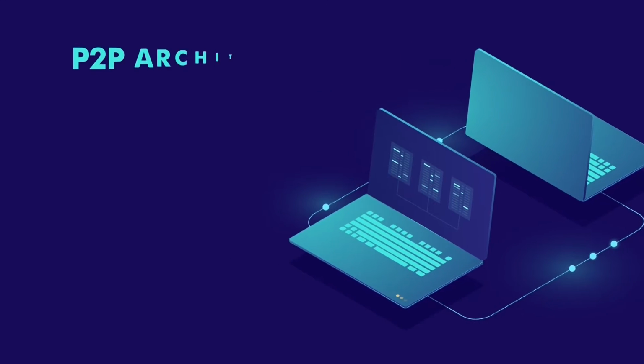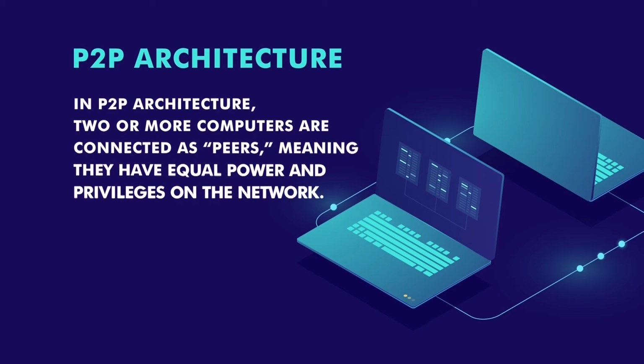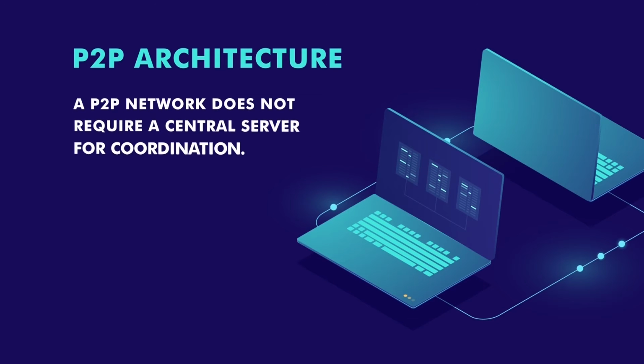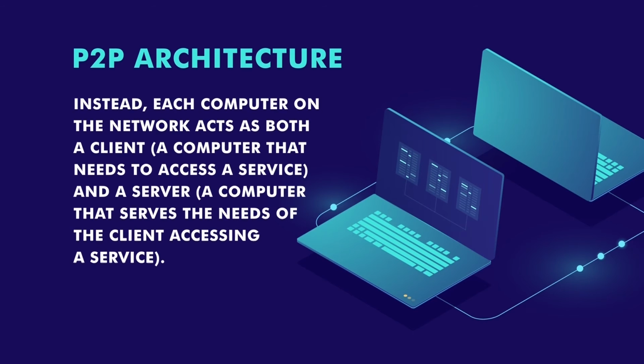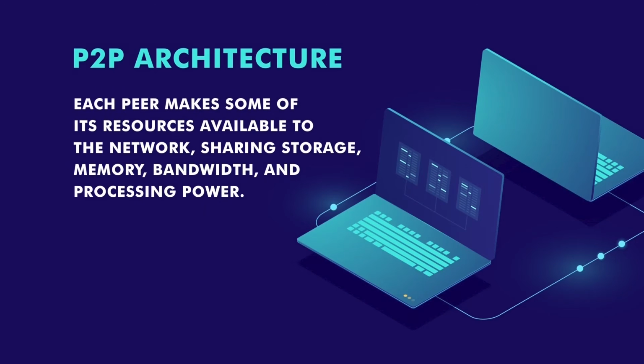So in the P2P architecture, two or more computers are connected as peers, meaning they have equal power and privileges on the network. A P2P network does not require a central server for coordination. Instead, each computer on the network acts as both a client and a server that serves the needs of the client accessing the service. Each peer makes some of its resources available to the network, sharing storage, memory, bandwidth, and processing power.